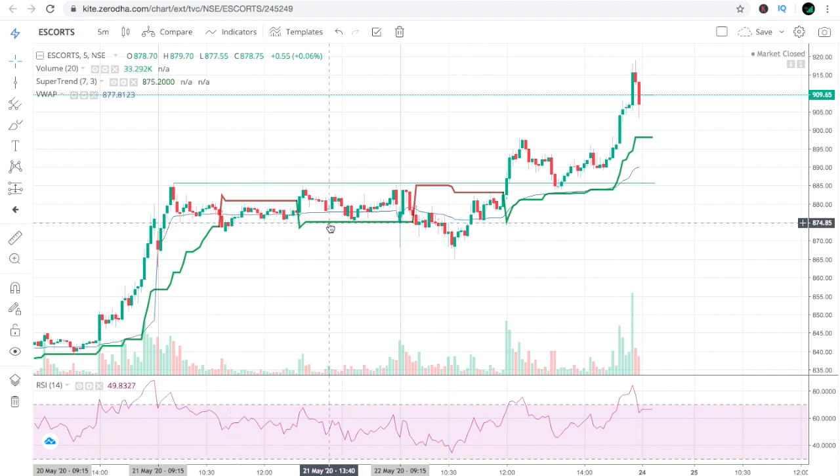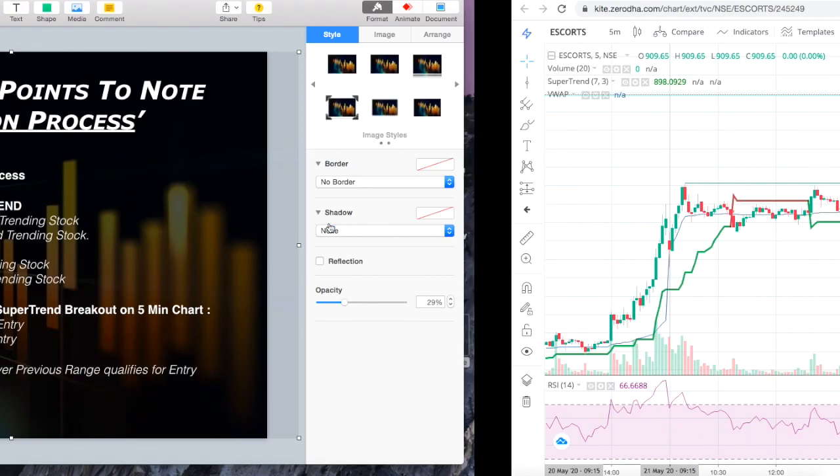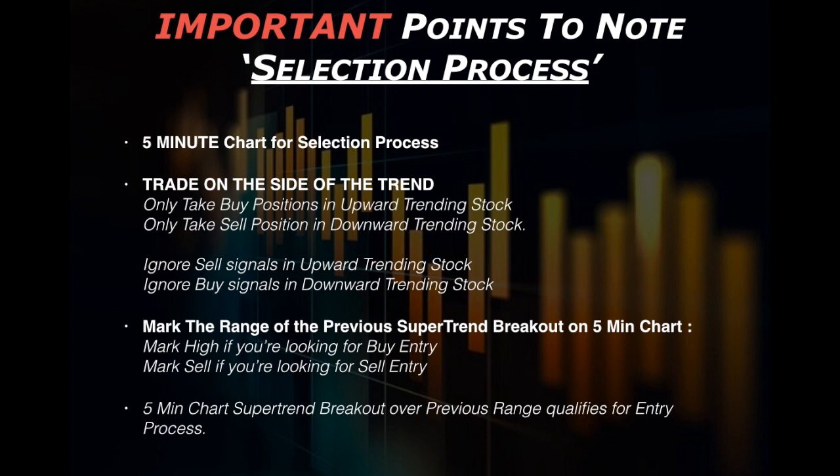So now let's see what is another point which we need to take care of. Now we will mark the range of the previous Supertrend breakout on the 5-minute chart.